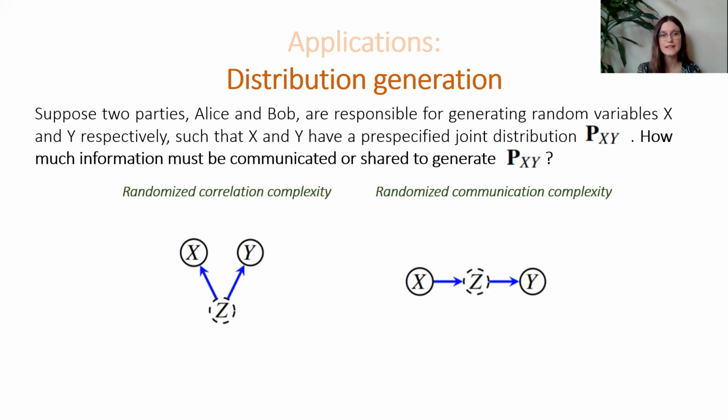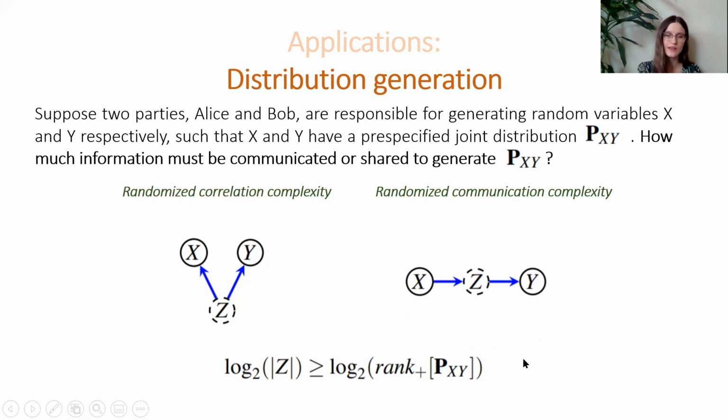Z separates X and Y. So we can say that the logarithm of the cardinality of Z is lower bounded by the logarithm of the non-negative rank of the probability distribution that Alice and Bob are supposed to output. So by definition, randomized correlation complexity and randomized communication complexity are given by this log of the non-negative rank of the probability distribution. So in this case, a causal take on the distribution generation problem made this result maybe not obvious, but kind of easy to get.